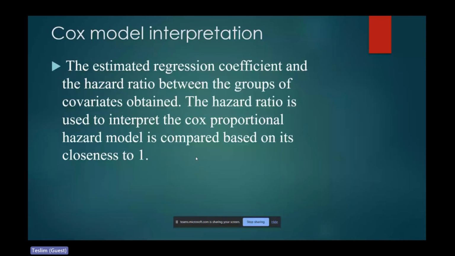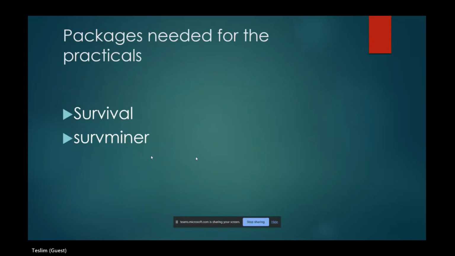So I have given us the introduction to survival analysis. So we just have to move to the practical of survival analysis.